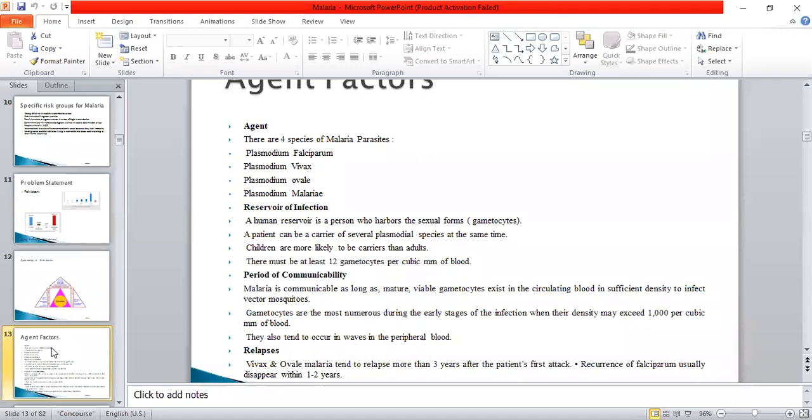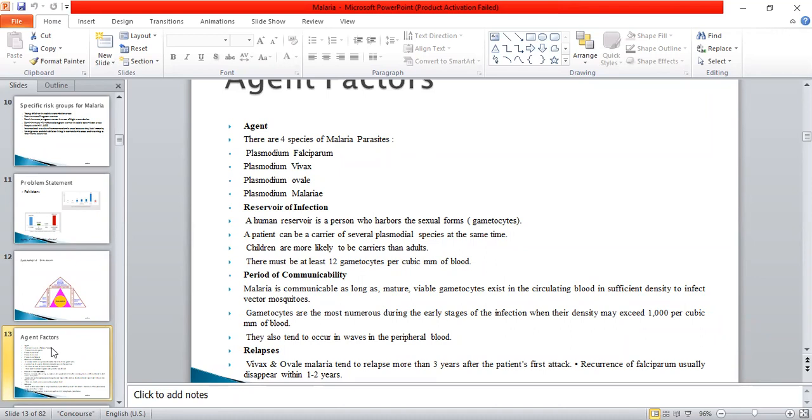Reservoir of infection: a human is a person who harbors a sexually formed gametocyte. A patient can be a carrier of several Plasmodium species at the same time. Children are more likely to be carriers than adults, and it is roughly estimated that at least 12 gametocytes per cubic millimeter of blood should be considered for carrier state.